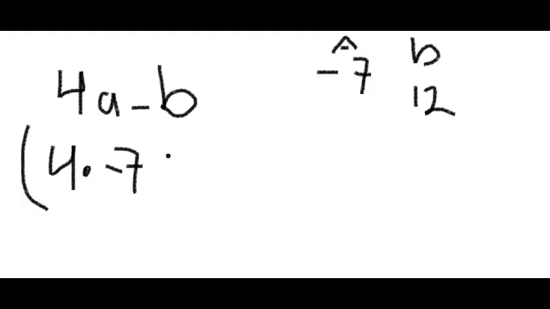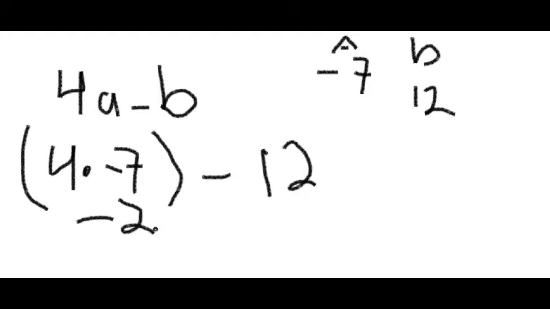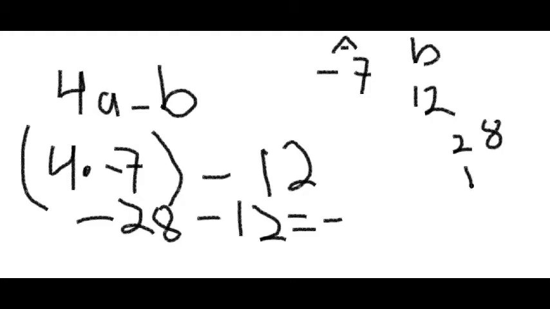All we have to do is plug it in. So we have 4 times negative 7. Alright, I'm putting this in parentheses so we don't get confused. Minus b, which is 12. 4 times negative 7 is negative 28. Minus 12. Oh, well, we know since they're both minuses, the answer is going to be a bigger negative. We just have to add them. So we have to add 28 plus 12. Well, 20 plus 10 is 30, and this is a 10, so the answer is negative 40.